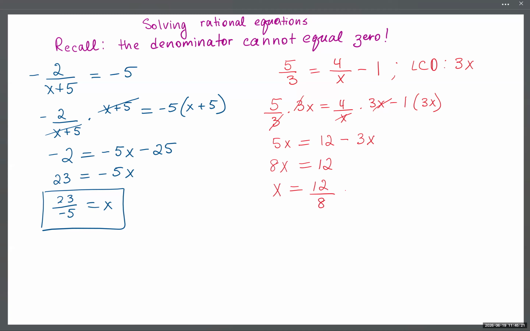Then divide by 8 to get just the number for x. As always, if you can reduce a fraction, please do so. 12 and 8 have a factor of 4 in common, so 12 divided by 4 is 3, and 8 divided by 4 is 2. Glance back up to the problem. The denominator would have been 0, so 4 divided by 0 would have been impossible, but our x is not 0, so we are okay.